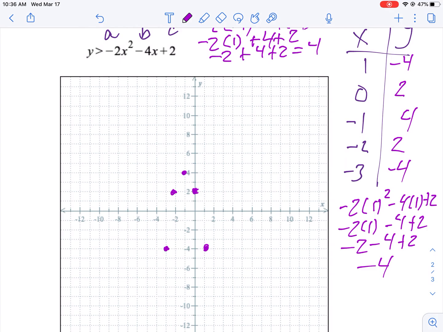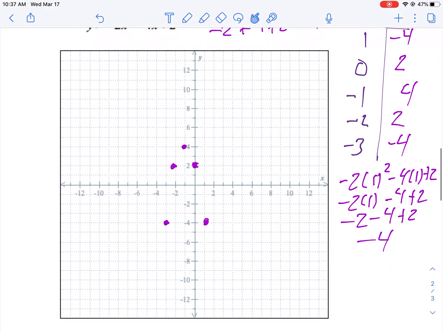Now notice this time I'm going to use a dashed line because there's no solid line underneath my inequality, so my border line does not include the parabola. And once again, I'll do a test point. I can use 0, 0 because 0, 0 is not a point on my parabola.